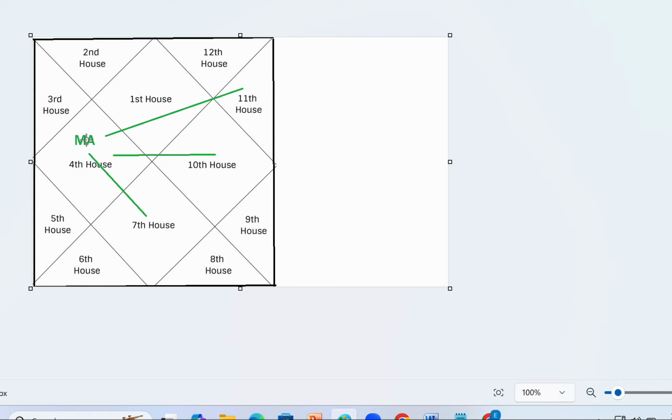Again, you have to check the debilitation degree. If Mars here is situated at say 28, it gets debilitated. Suppose it is at 26 or 25, it's going to be miserable. But suppose it is at say 5 degrees, then it will not be that bad because the debilitation is not so much. It's going to be bad, but not that bad.